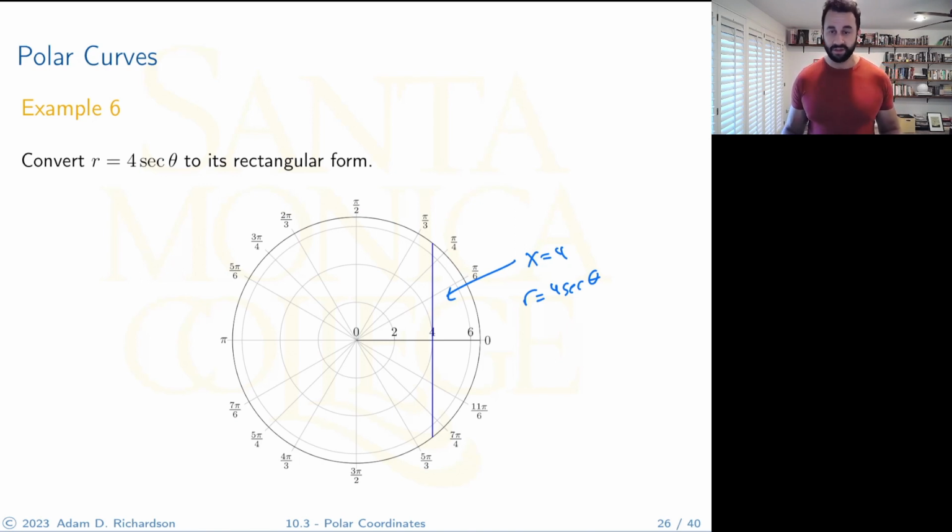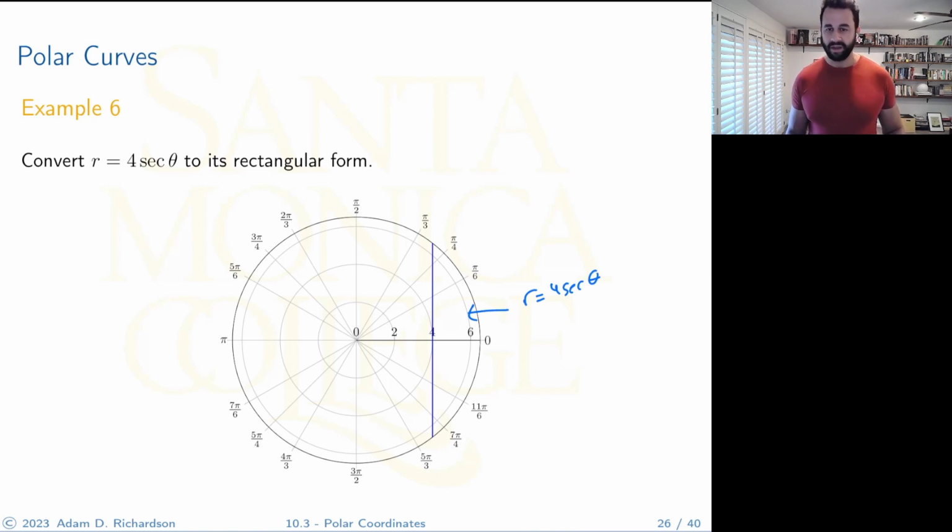Another interesting result here, it's good to ponder how these things work and wonder why the representations look the way they do. So let's think about 4 secant theta for just a moment. I'm assuming it makes sense why the line looks like x equals 4. That's just the basic Cartesian representation of a vertical line. But think about 4 secant theta for a minute. Why is it that 4 secant theta describes this line?